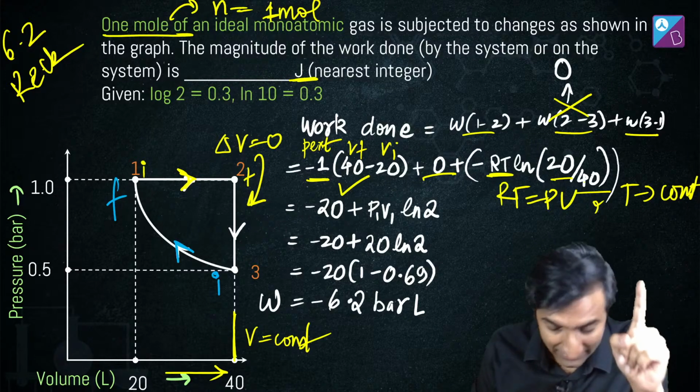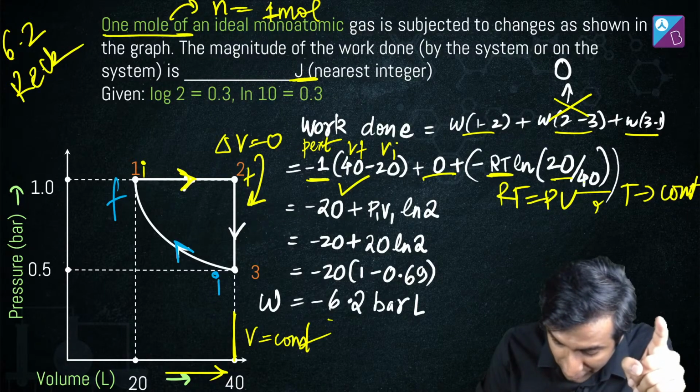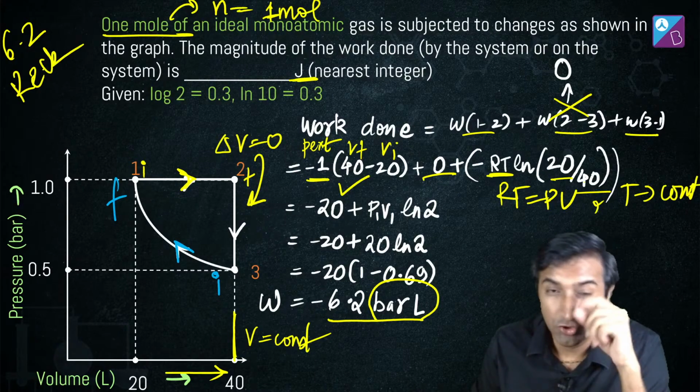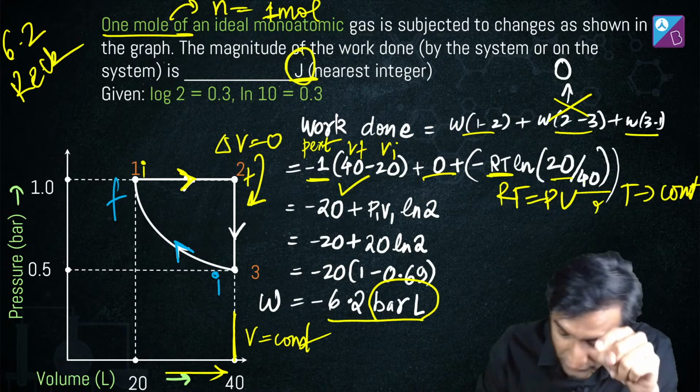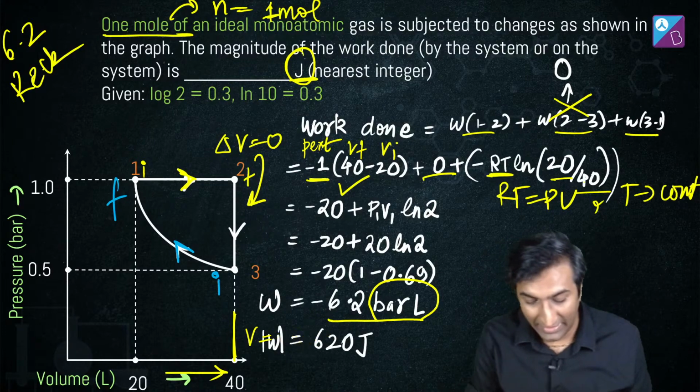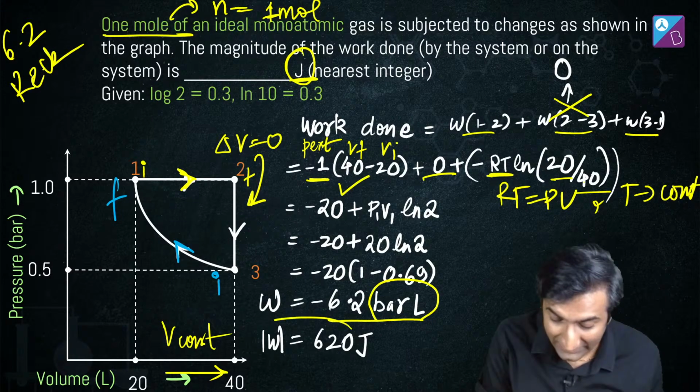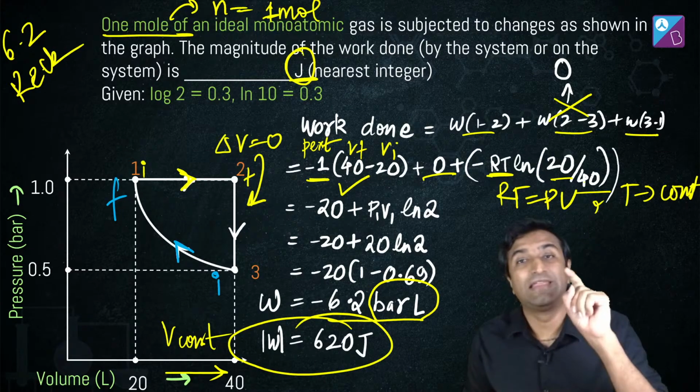But Rec and Sai, you're absolutely right. But 6.2 ki units hai bar liter or liter bar, right? What you need to do is give the answer in joule, which means multiply it with 100 and the answer needs to be 620. Okay? This is why you have to be careful.